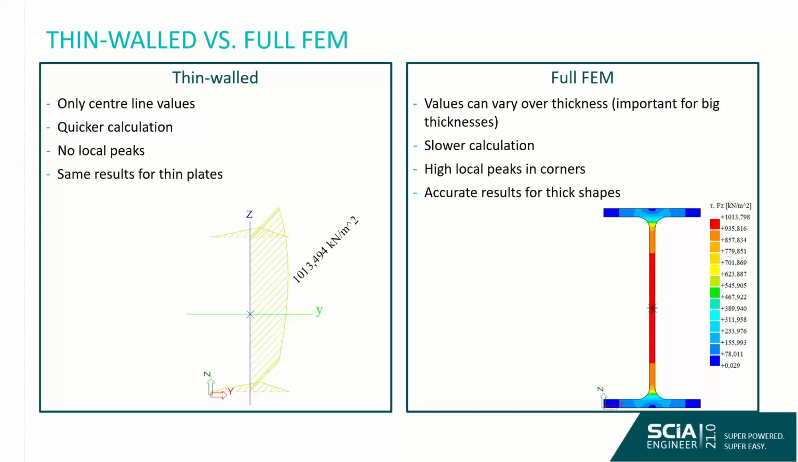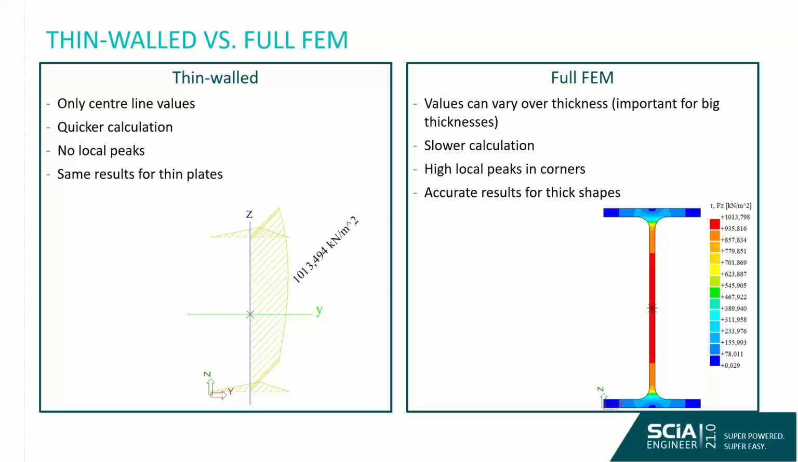So to conclude, when should I use which one of them? If you have a thin-walled section with a centerline representation and the plates are thin enough, go for the thin walls. You will not have local stress peaks. You will have correct values and they will be quicker. But if you don't have the centerline representation or you have a massive section, you can best always opt for the full FEM method.